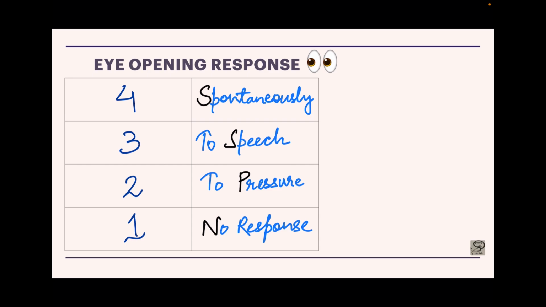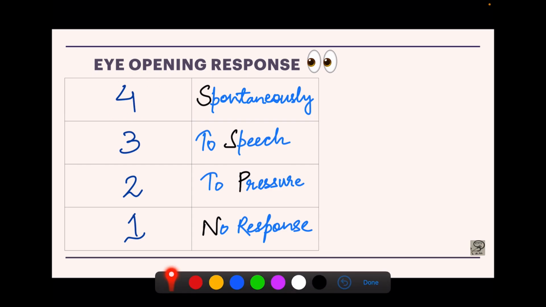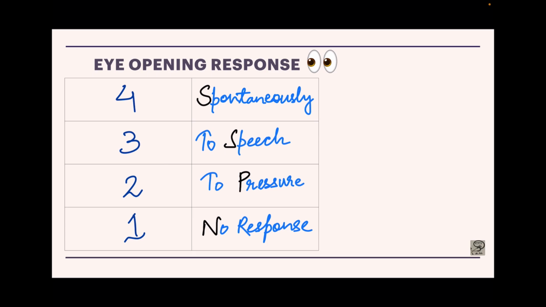First is the eye-opening response, where the highest score 4 means the patient opens their eyes spontaneously. For example, a patient is brought to you and the patient is already looking at you. Score 3 means to speech. For example, if the patient is initially not looking at you, but then you call out their name or say, hey, can you hear me? And they open their eyes.